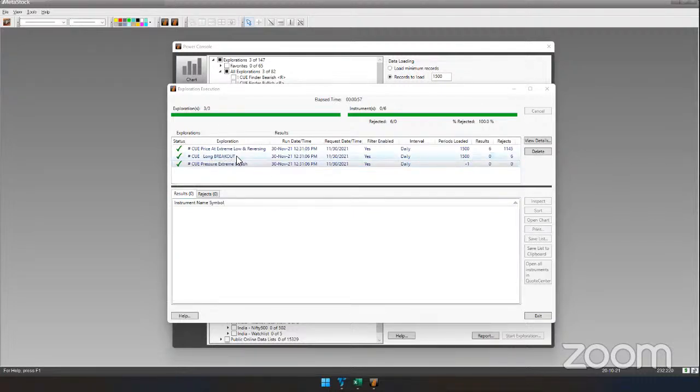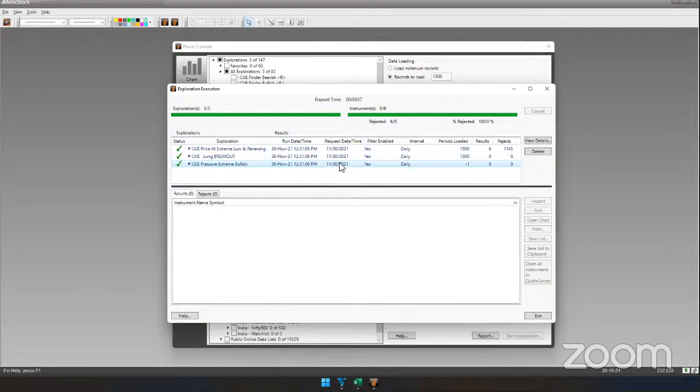We ran the combo scan: price extreme low and reversing, then output went to long breakout, then extreme pressure bullish. And you can see extreme pressure bullish, no result. You can see from the result column, no result. Today seems to be a bearish day. Long breakout also, no result. Only extreme low reversing has 6.